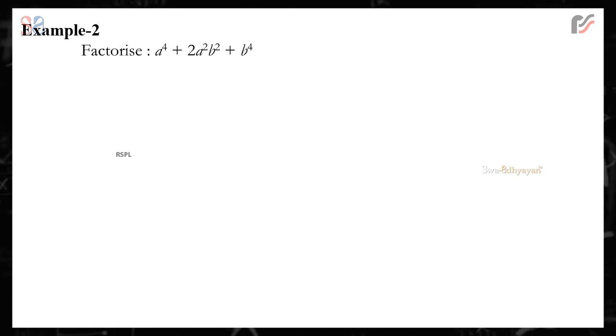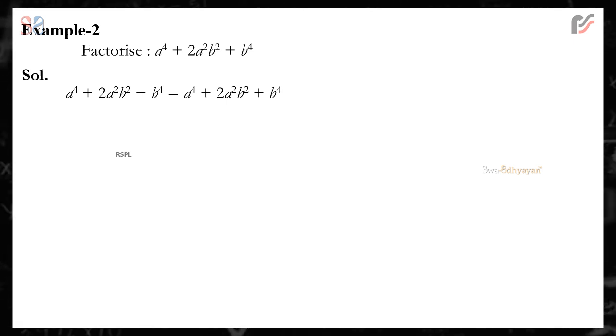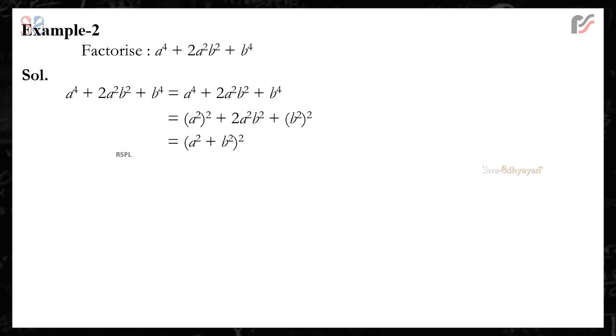Example 2. Factorize a raised to the power 4 plus 2a square b square plus b raised to the power 4. Solution. a raised to the power 4 plus 2a square b square plus b raised to the power 4 is equal to (a square) whole square plus 2a square b square plus (b square) whole square, which is equal to (a square plus b square) whole square, which is equal to (a square plus b square) into (a square plus b square).